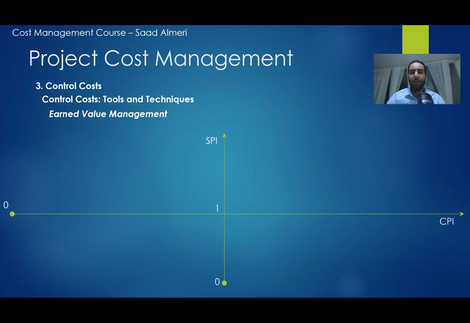So in each project, the SPI and the CPI are compared to 1. Their value is between 0 and infinity. If the CPI is equal to 1, it means that we are doing exactly on budget. If the SPI is 1, that means we are exactly on schedule, not behind, not ahead. If the CPI is 1, that means we are not over budget and not under budget.